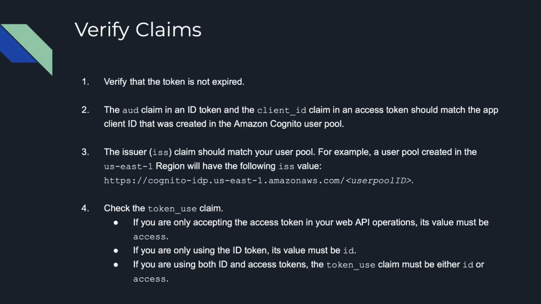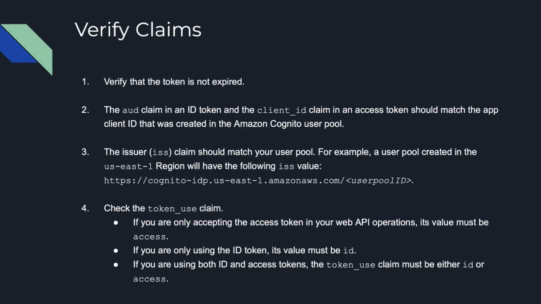We need to verify that the token is not expired, the aud claim in an ID token and the client ID claim in access token should match the app client ID that was created in the Amazon Cognito user pool. The issuer ISS claim should match your user pool. For example, a user pool created in US East 1 region will have the following issuer: https://cognito-idp.us-east-1.amazonaws.com/userpoolid. Finally, we need to check the token use claim.